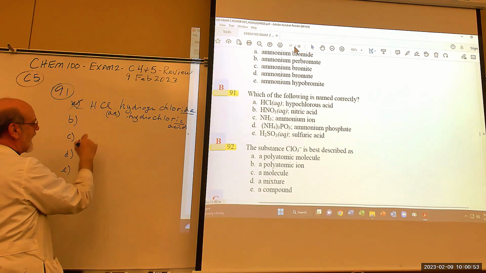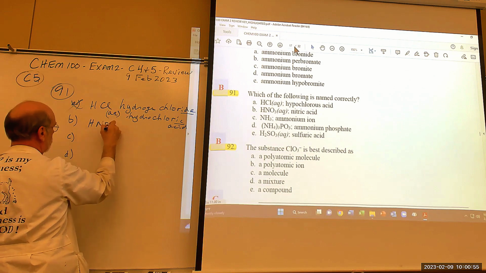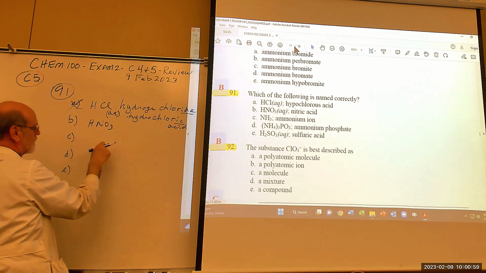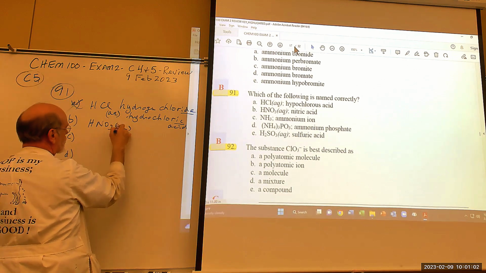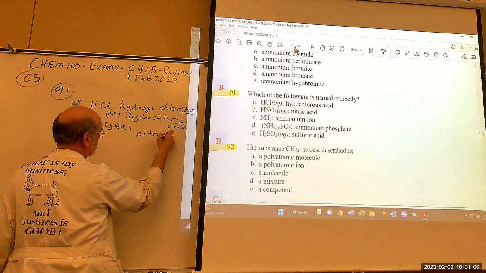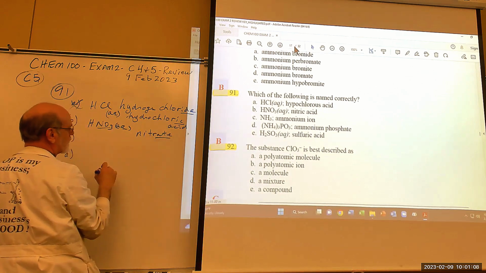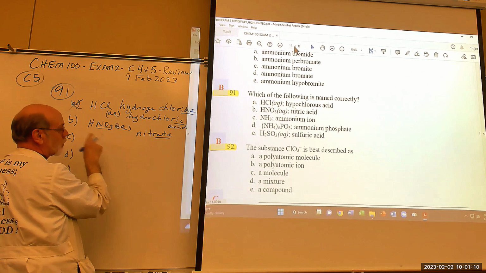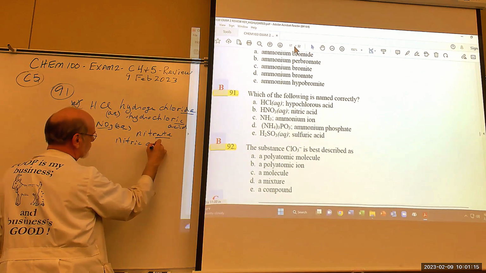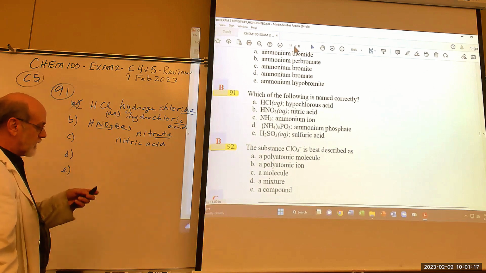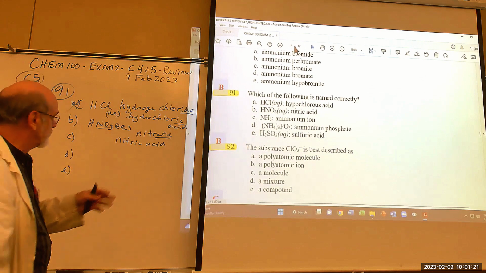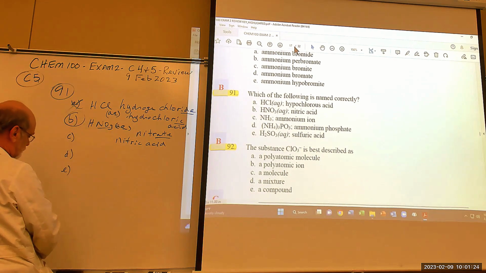How about the next one? HNO3. This one has oxygen in it, and that's a polyatomic ion, right? So this group is nitrate, and ates become ic. And we don't start with hydro. So this one is nitric acid. That's correct. Right. We can stop. We've found the correct answer.